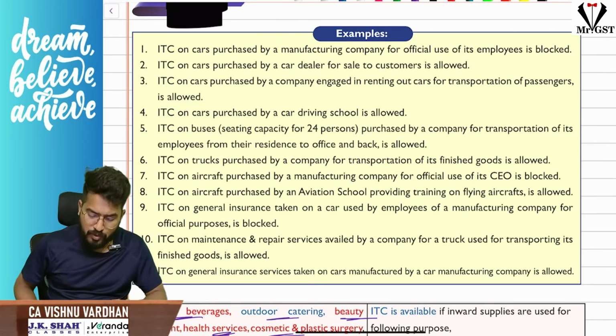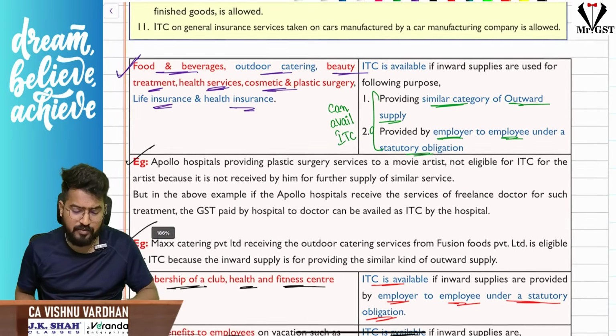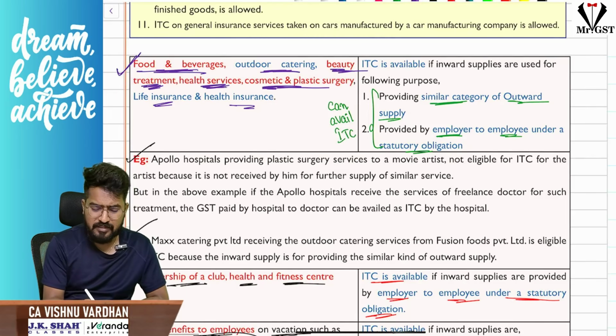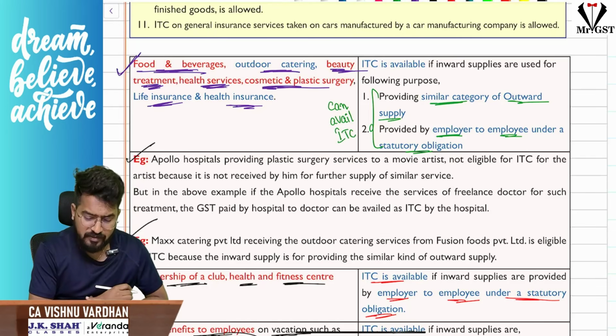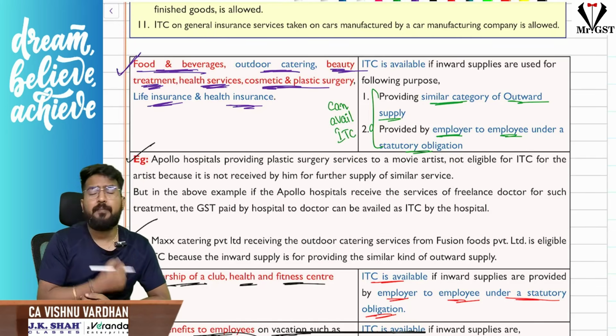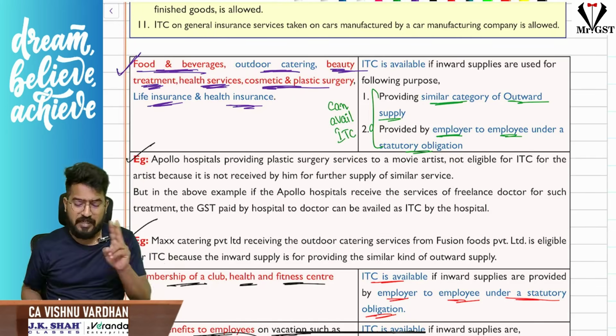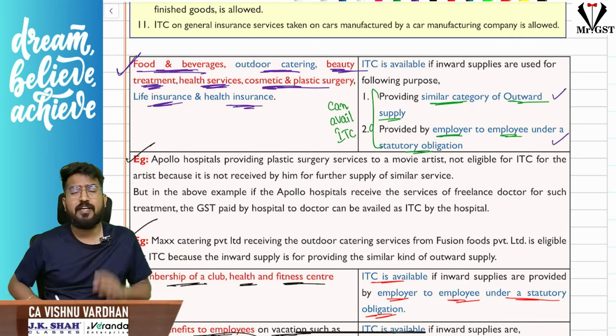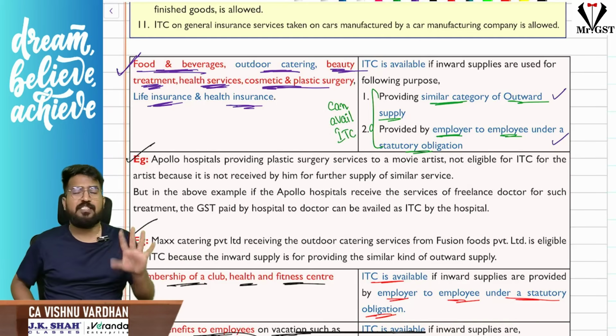Now let us move on to the next one. The next one is food and beverages, outdoor catering, beauty treatment, health services, cosmetic plastic surgery services, life insurance and health insurance services. If you are buying these things, you cannot take ITC, but there are two exceptions. Again, same similar category of outward supply, and if it is taken by the employer to provide to his employees as a part of statutory obligations.